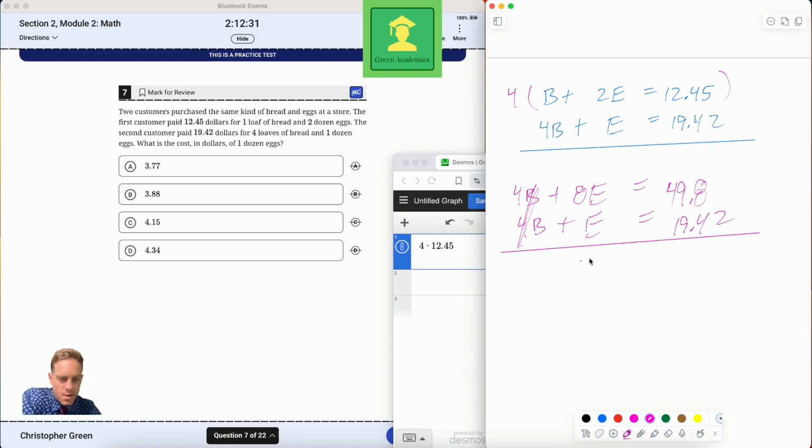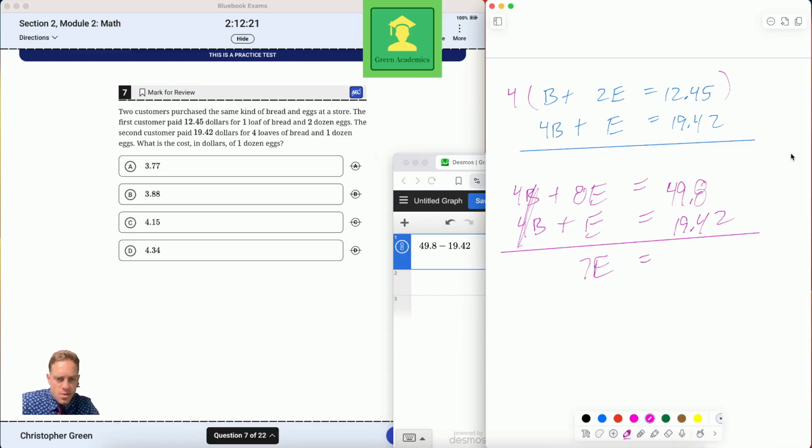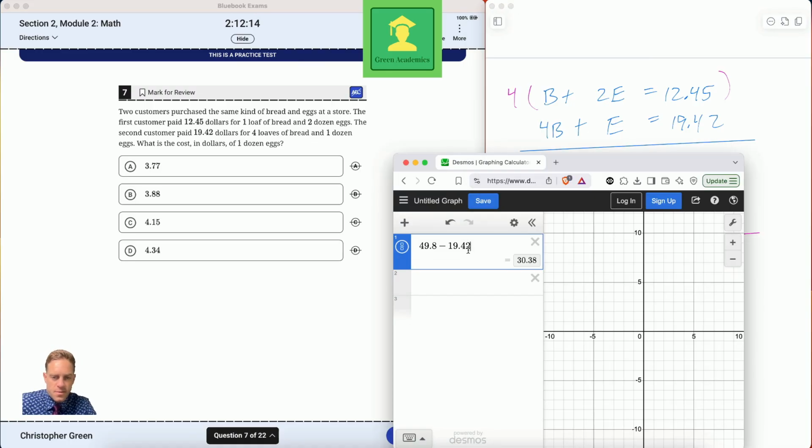So these disappear, leaves you with 7E equals, and this is now taking away 19.42 from 49.8, which is 30.38. And then dividing that by 7 is 4.34.